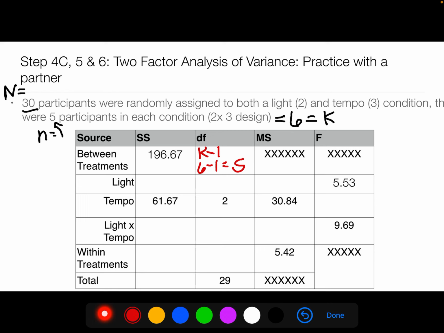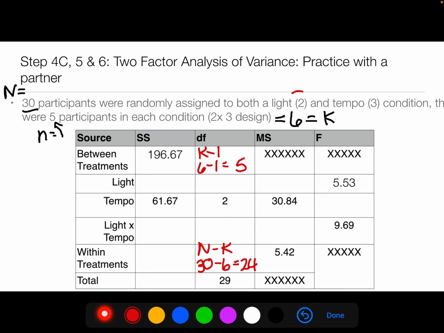If we want to do our degrees of freedom within, I could take my 29 and subtract my 5, and that would give me 24 here. Or I can, oops, sorry, too far. I can use my formula N minus k. N here is 30, my k is 6. I still get 24. Now let's move on to step 2, degrees of freedom.